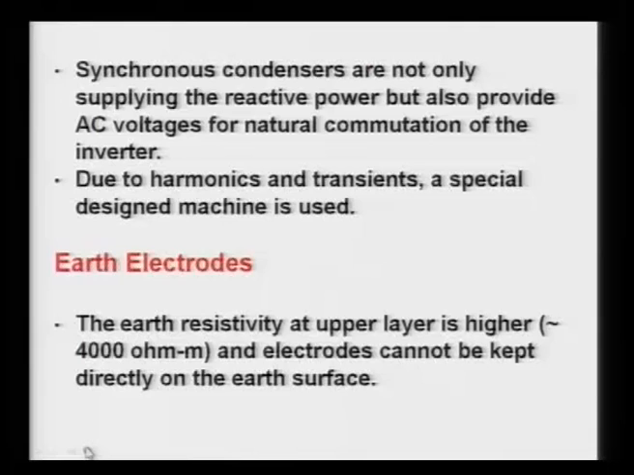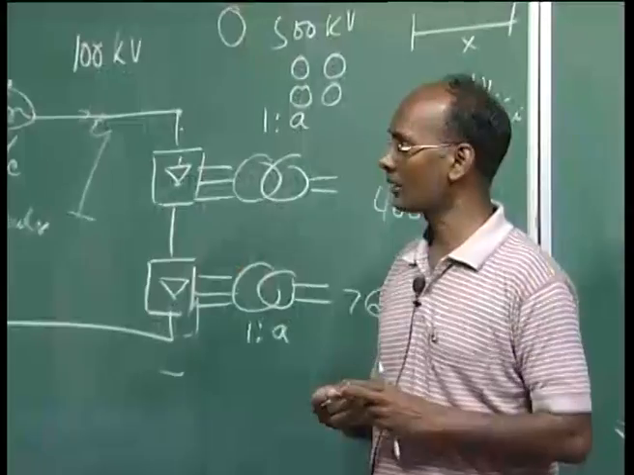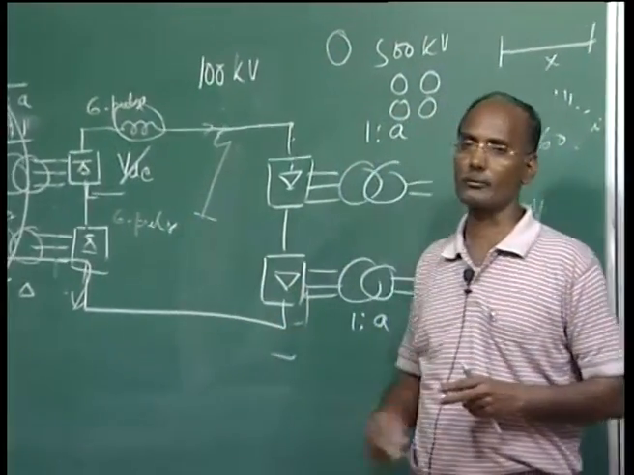So another component here is the earth electrode. As I said, this ground is not normally used for flowing the current, but during an emergency condition, we have to use the ground as a return path for the conductor.